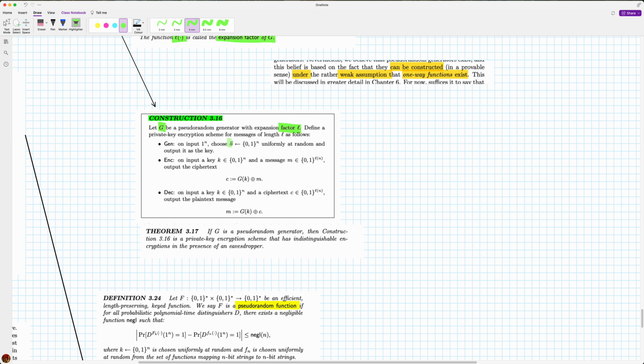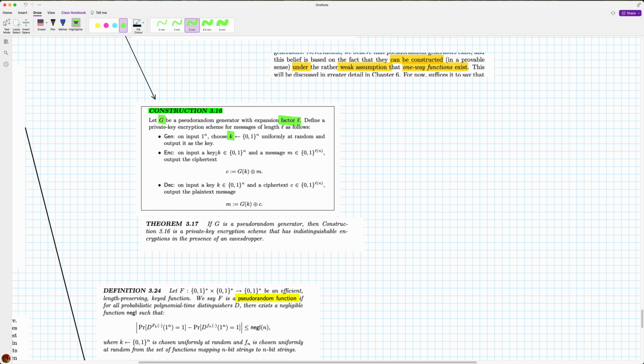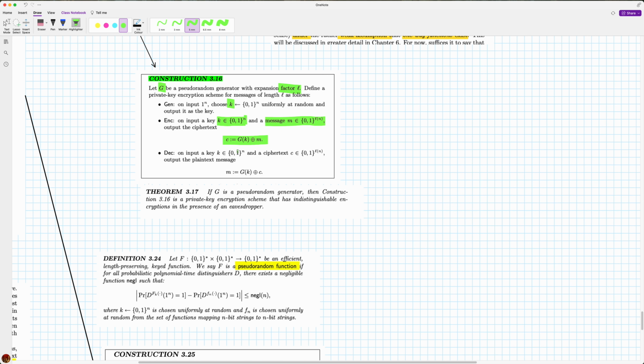Gen is going to sample a key k from n-bit strings at random and call it its key. Enc is going to take an n-bit string k and a message m of length l(n) this time. Recall earlier it was only n in the one-time pad. Here it's l(n). And the encryption is essentially the same as the one-time pad, except that instead of XORing with the key directly, you first apply the pseudo-random generator on the key and then you XOR it. And decrypt is again similar. You have the key, you have the ciphertext. You essentially do the XOR, but now with G of the key, and you'll get the message back.